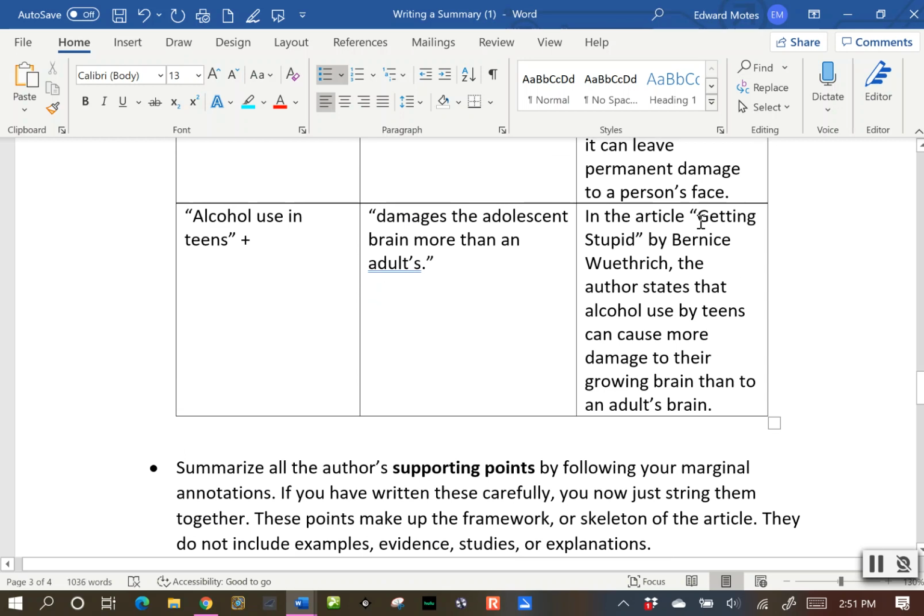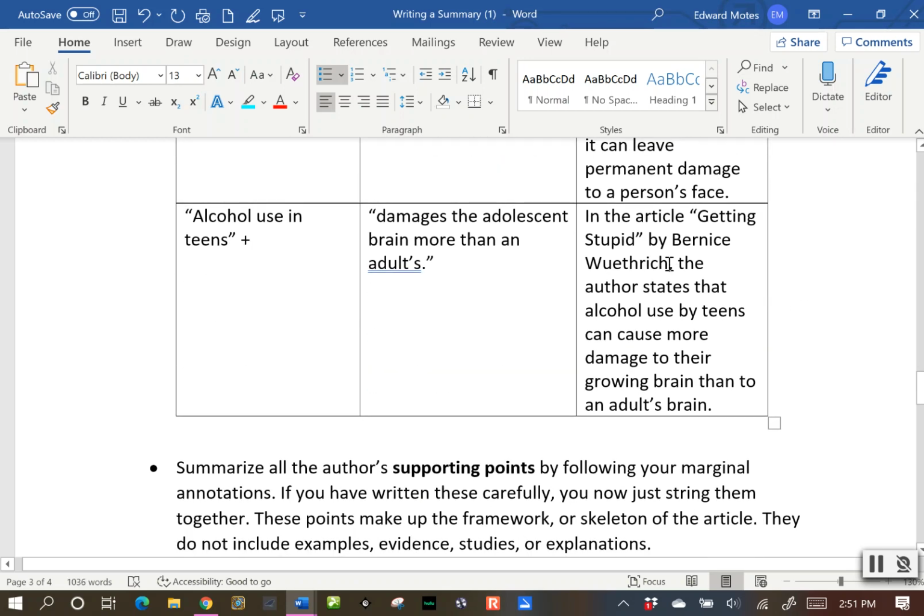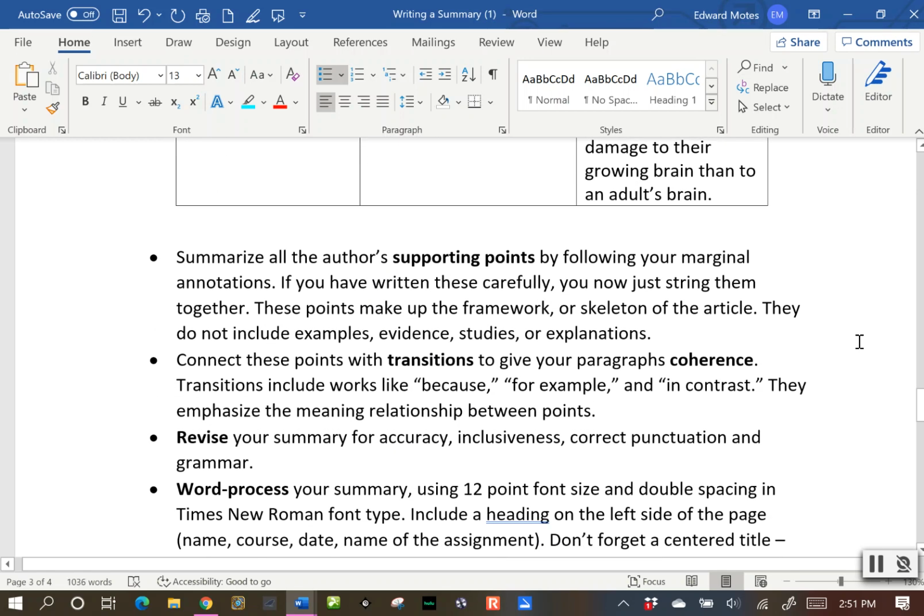Okay, let's try another one. Here we have in the article, "Getting Stupid" by Bernice Wuthridge. Now they don't include the other 2 parts of the citation here, so please note that. The author states that alcohol use by teens can cause more damage to their growing brain than to the adult's brain. So here they have alcohol use in teens, and then what can happen. Okay? So that's what you do with that.